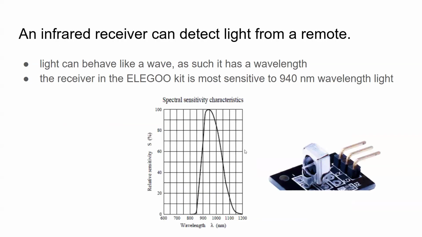So infrared receivers can detect light from a remote. I just want to make the note that light can behave like a wave, and so it has a wavelength. We can actually detect certain wavelengths of light with this receiver module. Specifically, it's most sensitive at 940 nanometers. You can see in this spectral sensitivity characteristics graph that it peaks out at 100% relative sensitivity at 940 nanometers of wavelength.